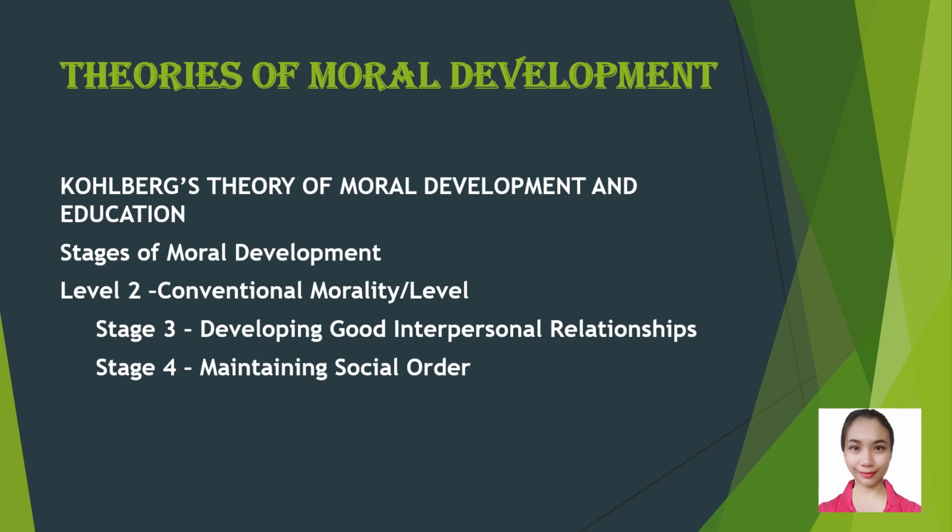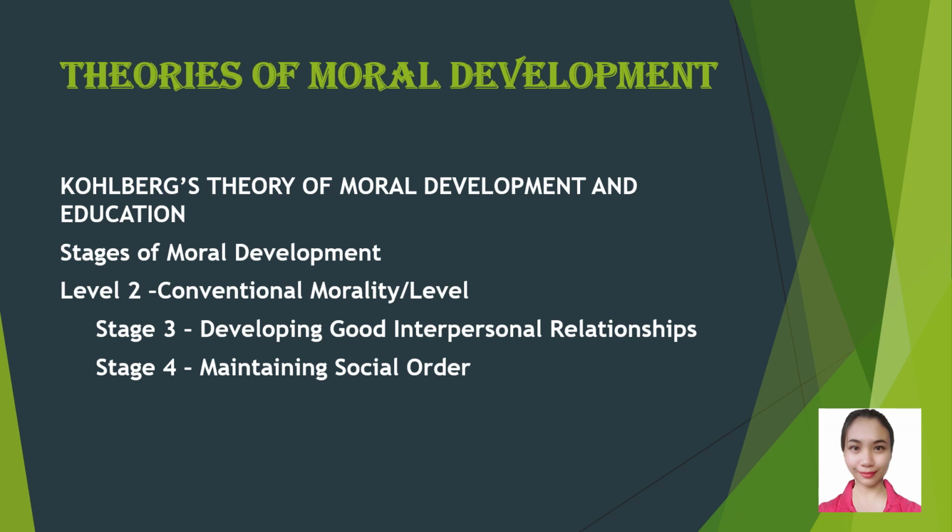So, the next one is stage number 4, maintaining social order. This stage is focused on ensuring that social order is maintained. At this stage of moral development, people begin to consider society as a whole when making judgments. The focus is on maintaining law and order by following the rules, doing one's duty, and respecting authority. So, maintaining social order is also called the law and order orientation. One is motivated to act in order to uphold law and order. So, the person will follow the law because it is the law.